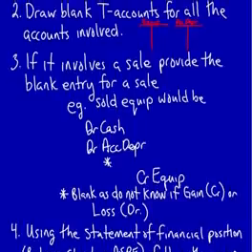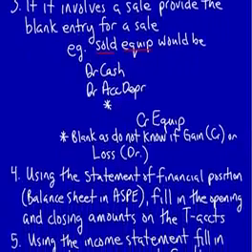Next, if it involves a sale, provide the blank entry for the sale. If I've sold equipment, we know what the entry is. We know this from previous knowledge. There's going to be a debit to cash, a debit to accumulated depreciation, a credit to equipment, and then there's going to be this blank here. And of course, the blank is for either the gain on sale, which is a credit account, or the loss on sale, which is a debit account. And until we do our research, we won't know which one it is.